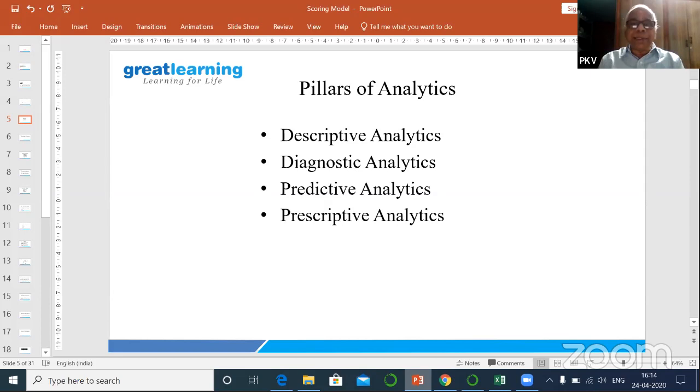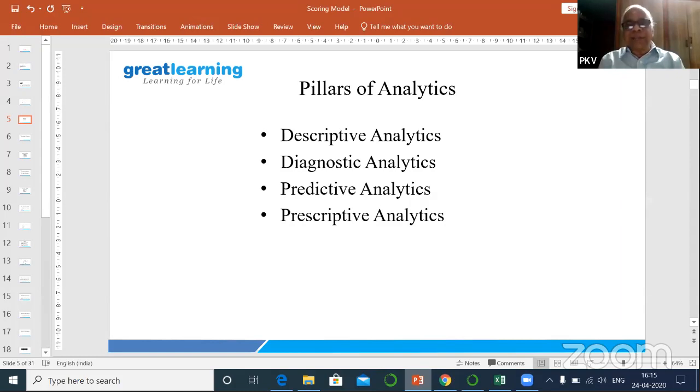Then predictive analytics you are using to predict something. What will happen if this data behaves like this? Can I use this data to predict whether the customer will default on a loan? Can I use the data to predict what will be the demand for a new product that I'm going to produce?